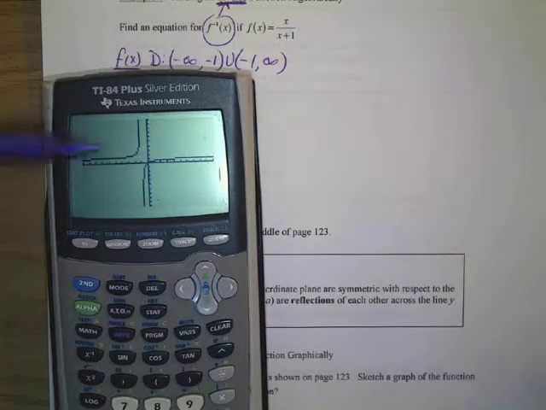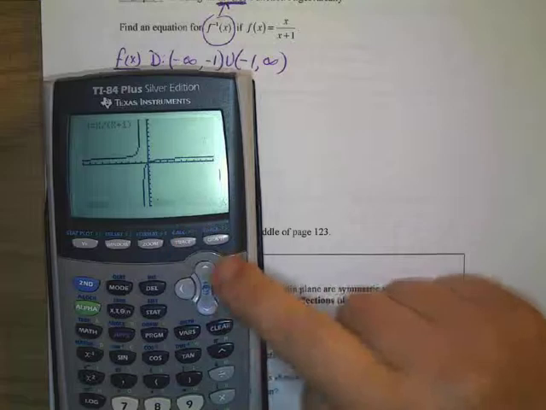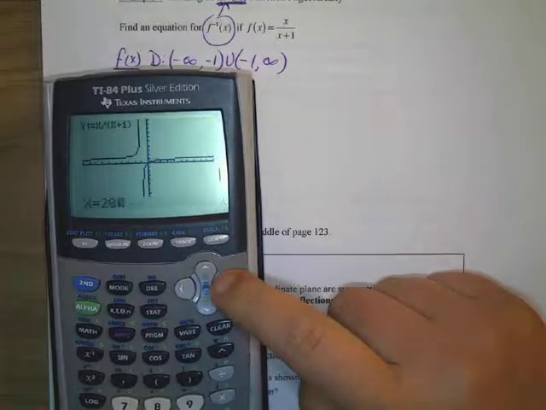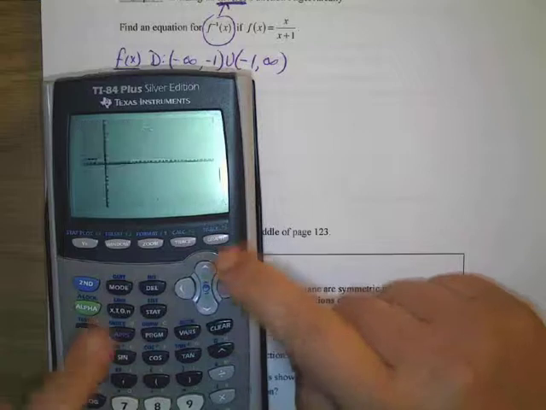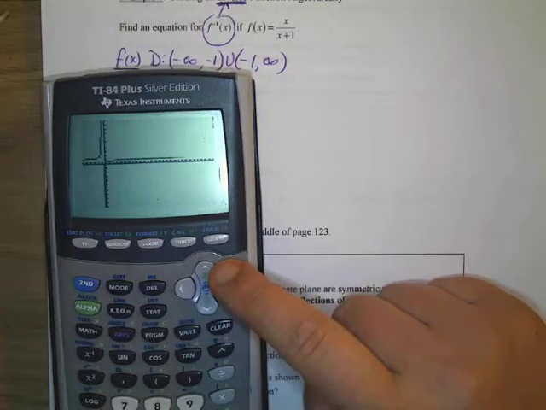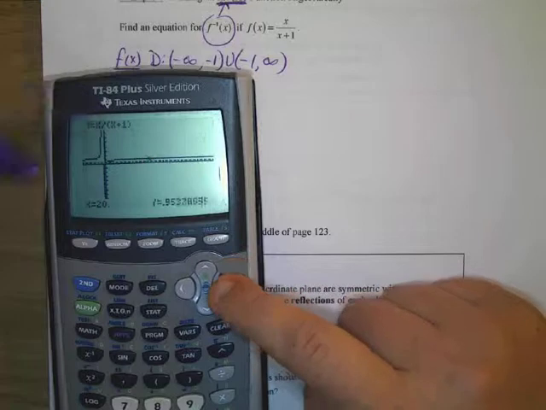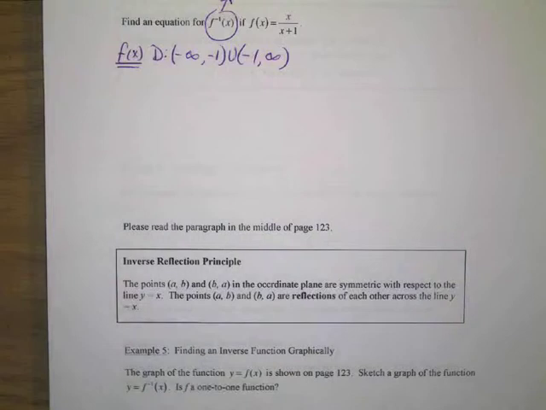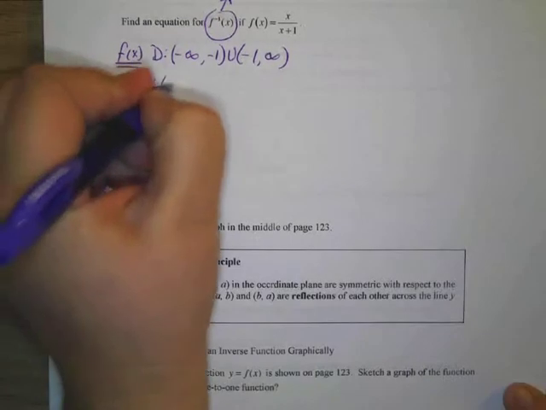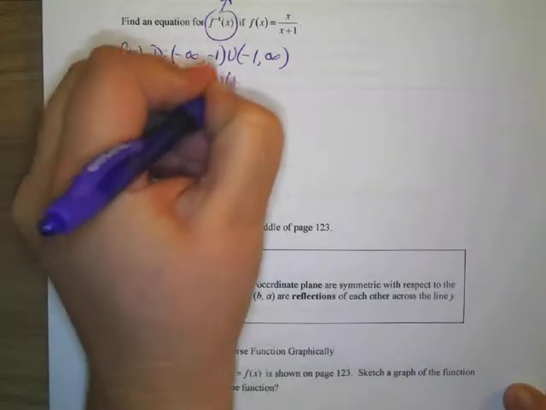Okay. What's it look like it's plateauing to? I heard it. 1. So if you just hit trace and go out far. Oopsies, I didn't do my window right. Let's go 50. It looks like it's totally flat, plateauing at 1. So that's my range. Your range is negative infinity to 1, union 1 to infinity.